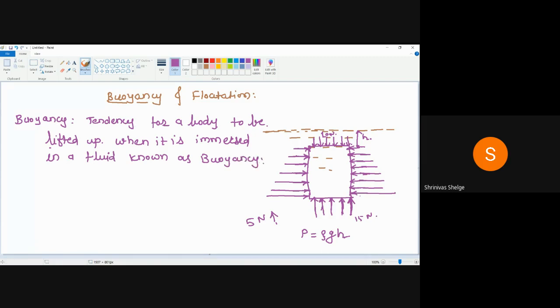So why does this tendency occur? Because there is an imbalance of force: on the top surface less force is acting, and on the bottom surface more force is acting than on the top surface. So due to this imbalance of the forces, the resultant or net force is always acting in the upward direction. And due to that force acting upward, the body always tries to be lifted up, and that tendency of the body is nothing but what? Buoyancy. Correct? Yes.